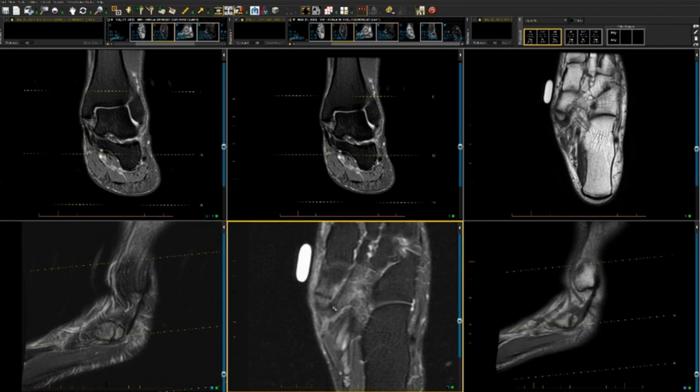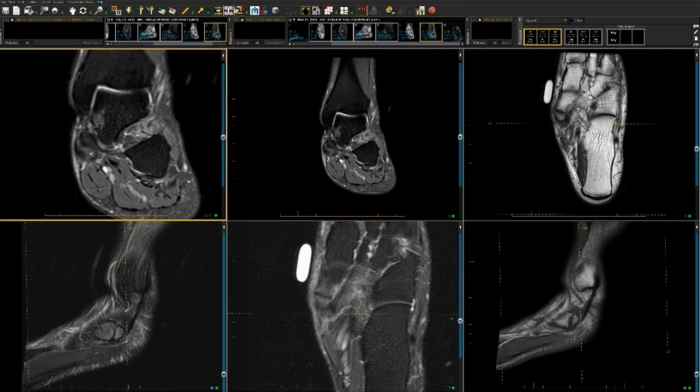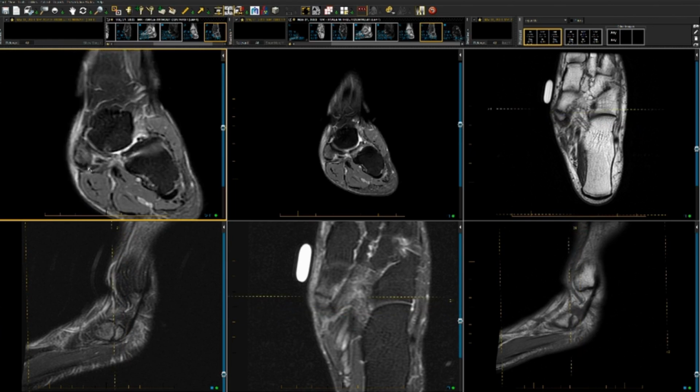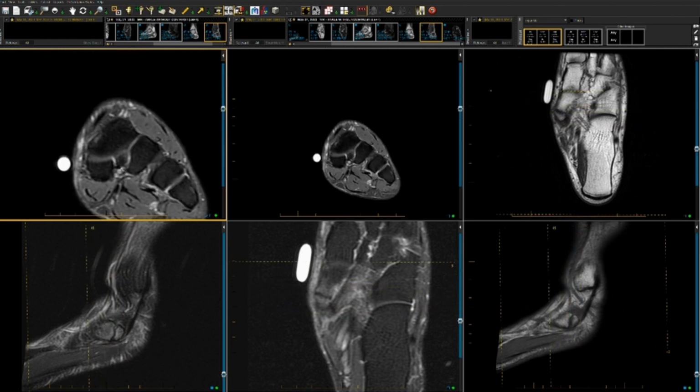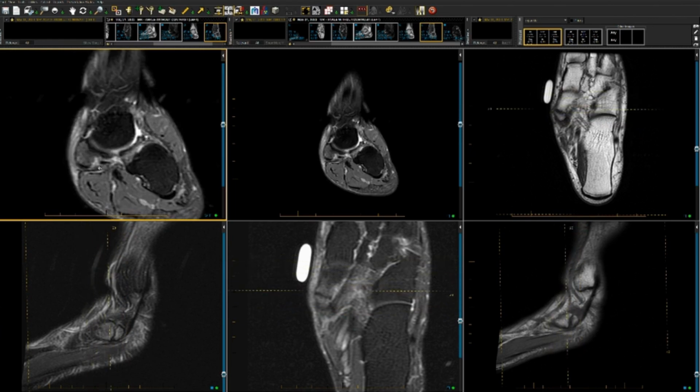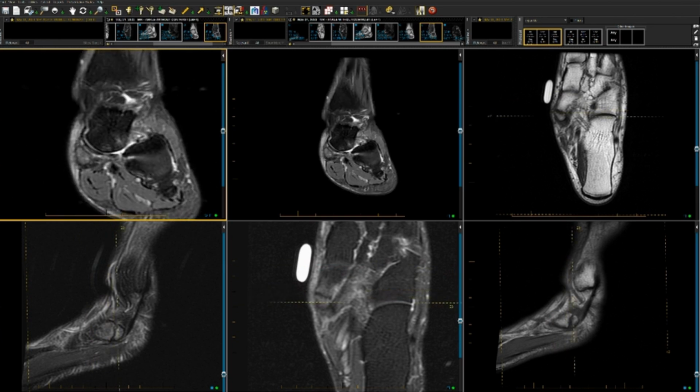And we can also follow the posterior tibial tendon not only to its insertion on the medial navicula, as we can see here, but further on the medial cuneiform, and then the bands attaching to the metatarsal bases so that we can appreciate some degree of synovitis.